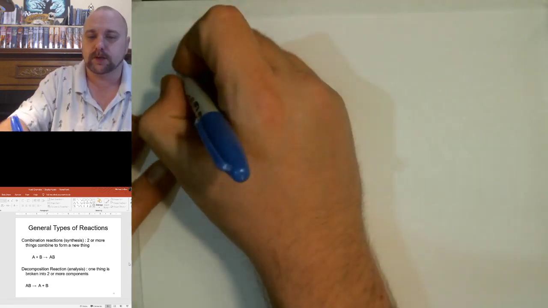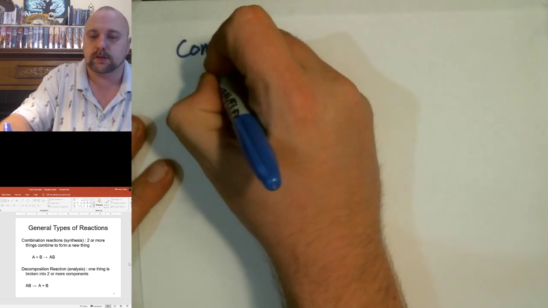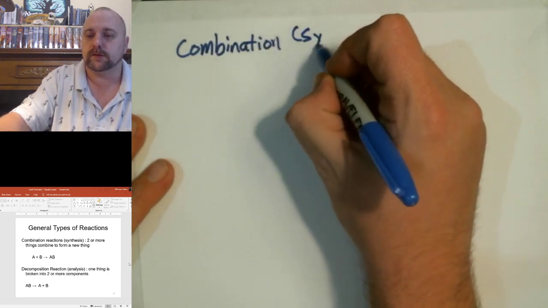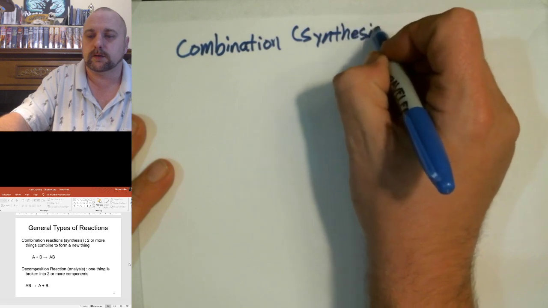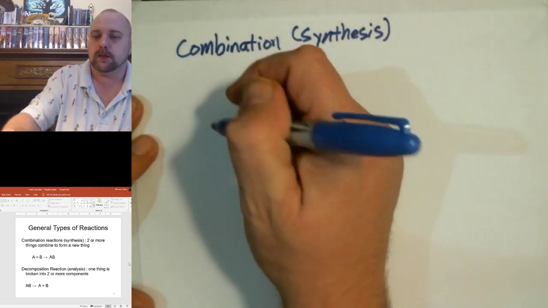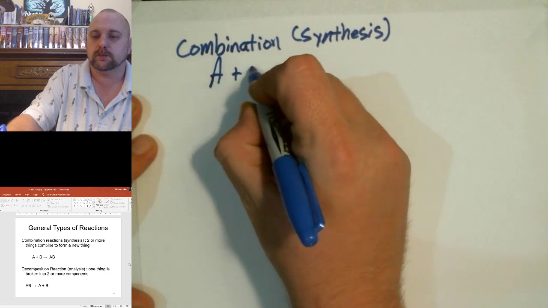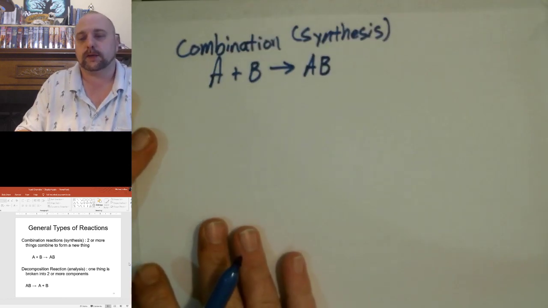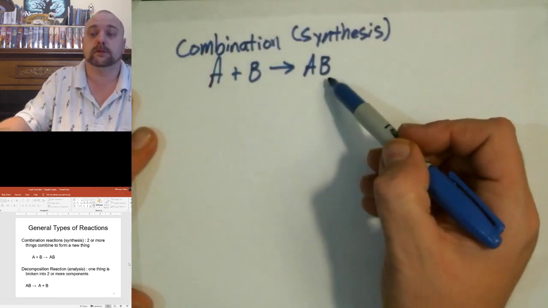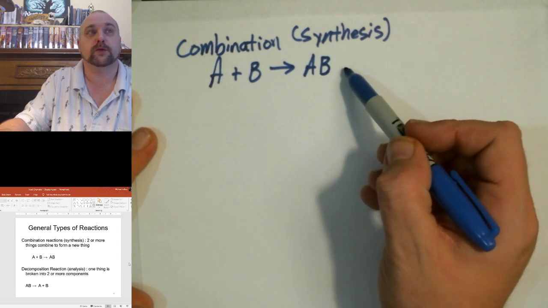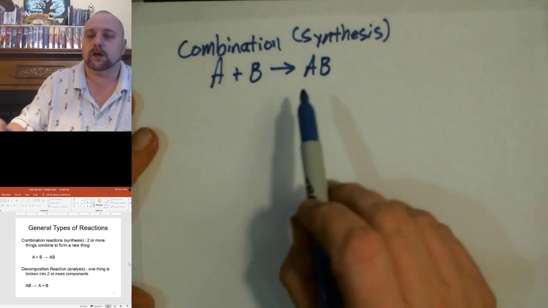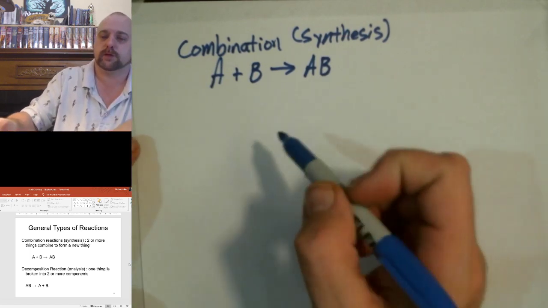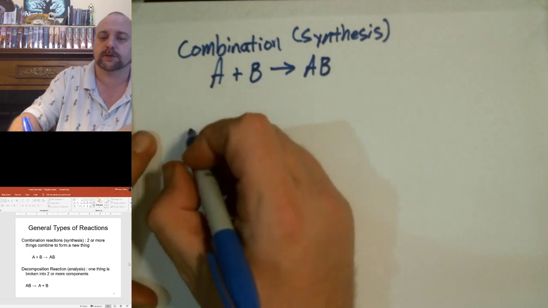The first one is a combination or a synthesis reaction. In this reaction, you take the pieces and put them together. And you can recognize when this reaction is taking place, there'll only be one product. In other words, no plus on this side. We do not expect you to be able to predict the products in a synthesis reaction. You just don't have the chemistry yet.